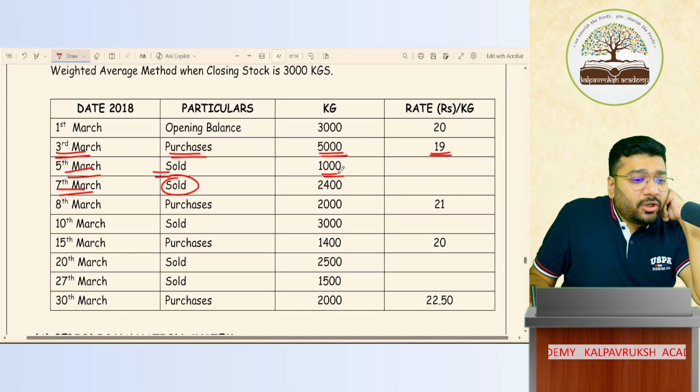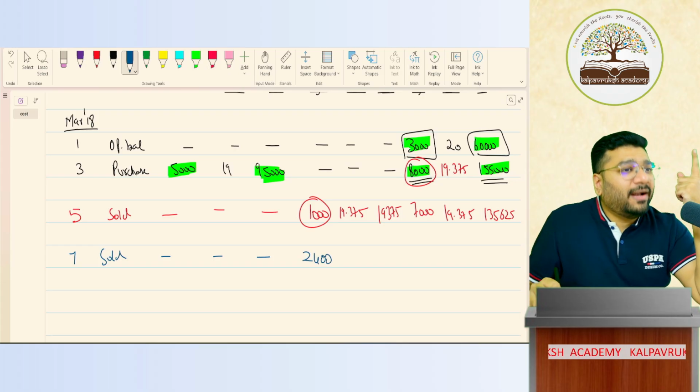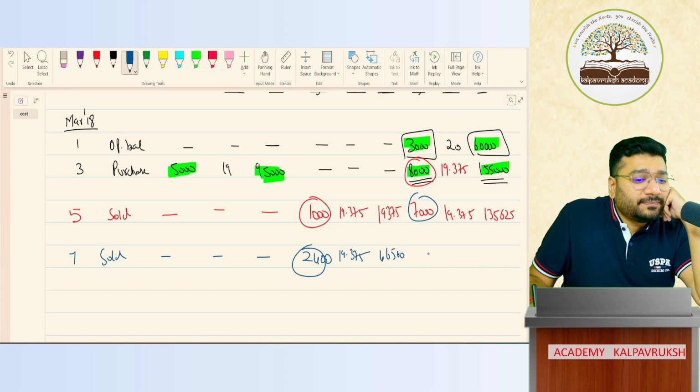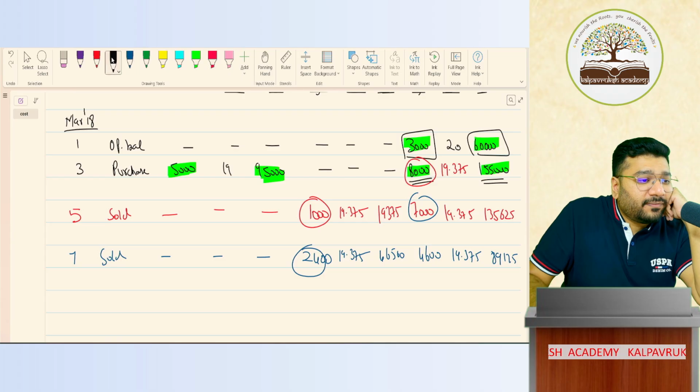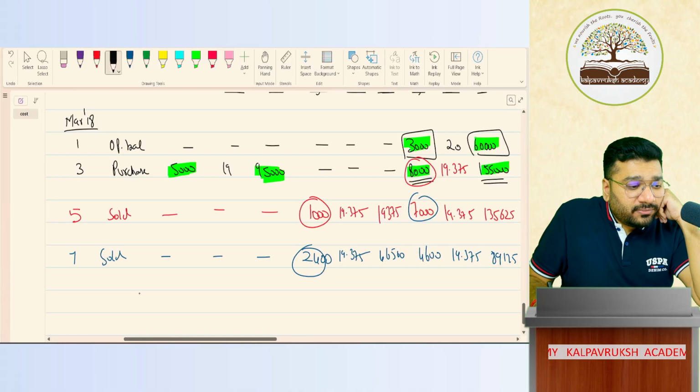7th March sold 2,400. Nothing to worry. We have only one lot, one rate. So take from that. 2,400 into 19.375. What is the value? 46,500. Then from 7,000, if 2,400 is sold, what is the balance? 4,600 into 19.375, which is how much? 89,125.